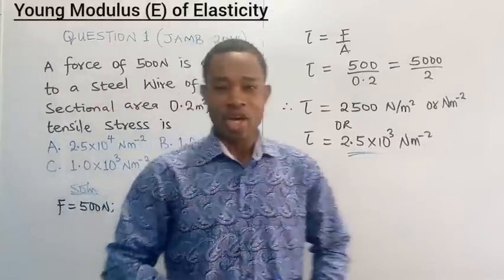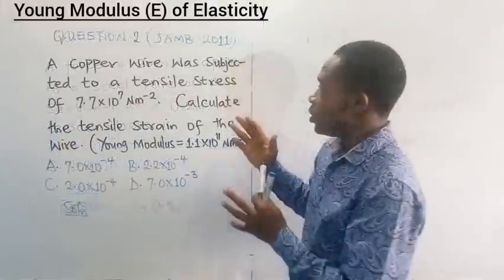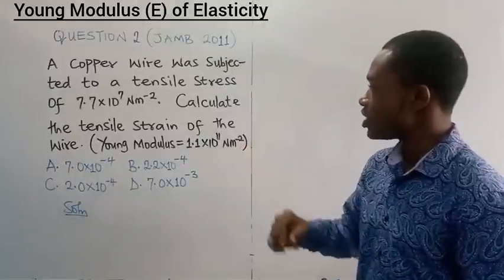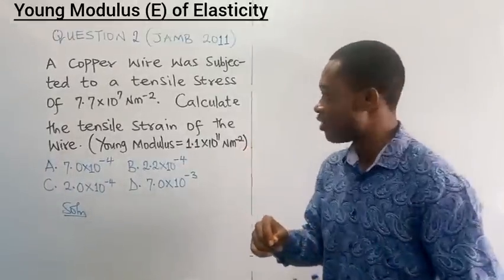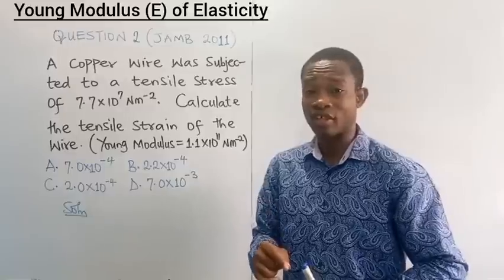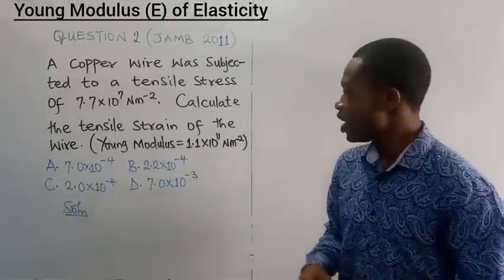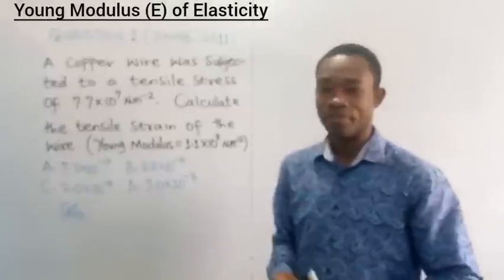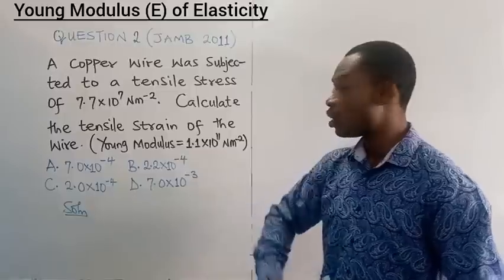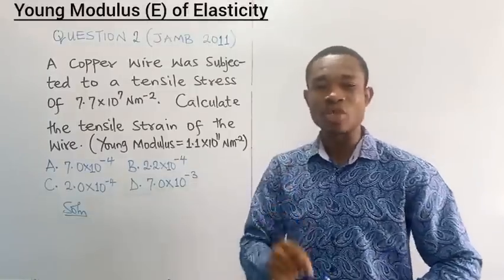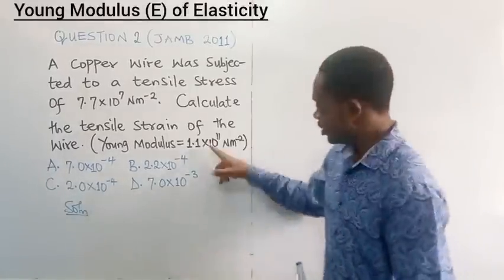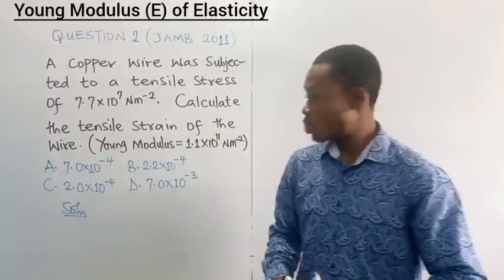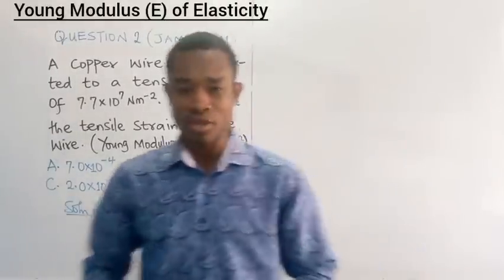And now, our second question. Question number 2. A copper wire was subjected to a tensile stress of 7.7 times 10 to the power of 7 Newton per square meter. Calculate the tensile strain of the wire. We're given Young modulus to be equal to 1.1 times 10 to the power of 11 Newton per square meter. We've got our options as usual.